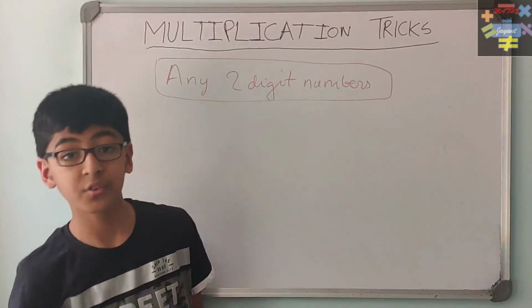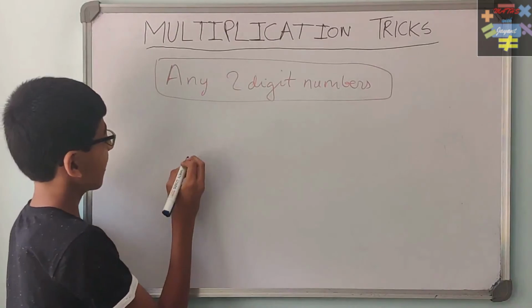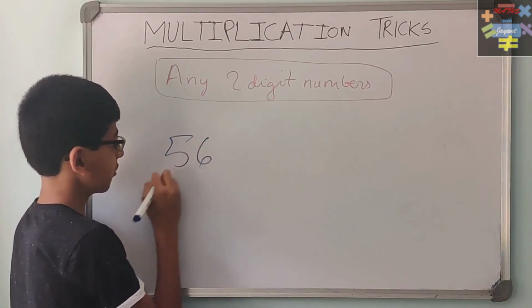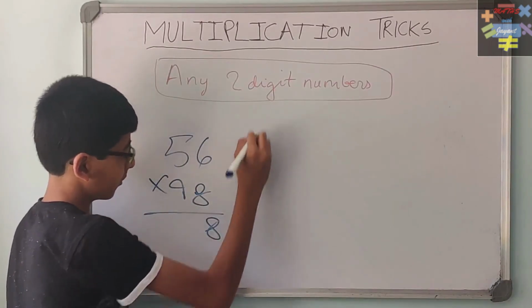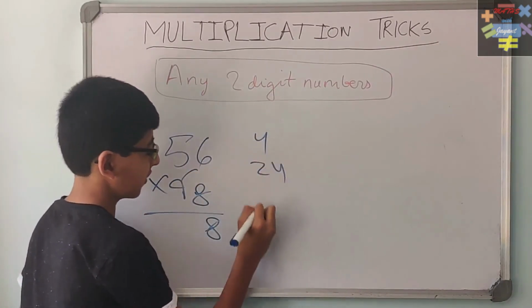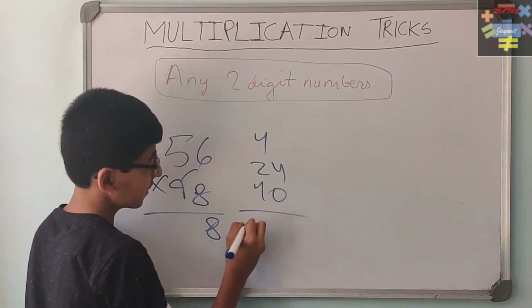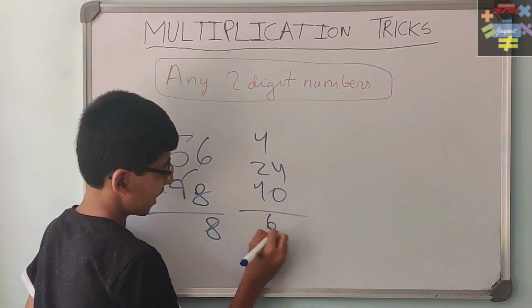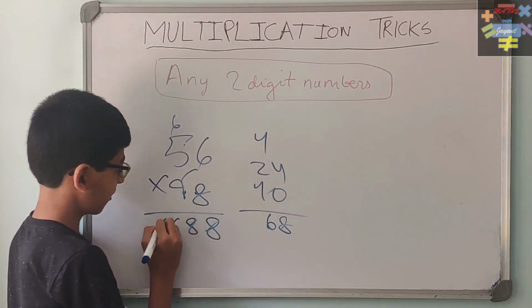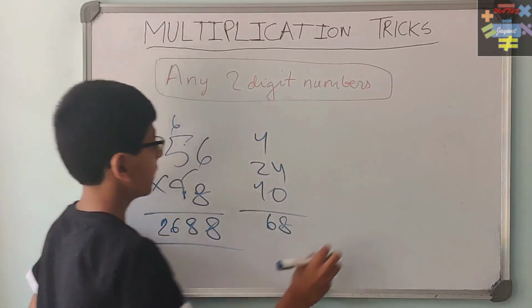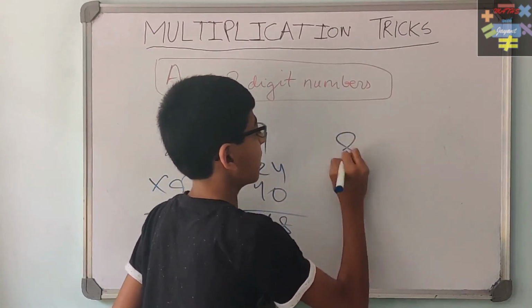Let us solve a few more questions like these. Let's check 56 into 48. Now we solve really fast. 6 8s are 48, 8 comes here, 4 carry forward. 4 6s are 24, 5 8s are 40. Like this we add them, we get 68, 8 comes here, 6 carry forward, 4 5s are 20 plus 6, 26. Let's solve one more question.